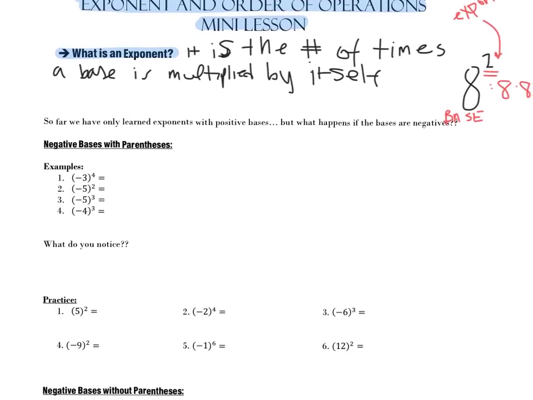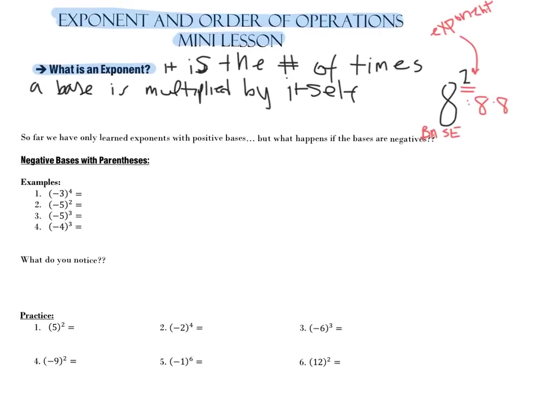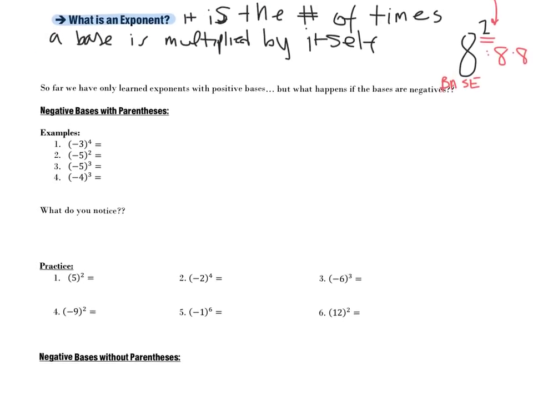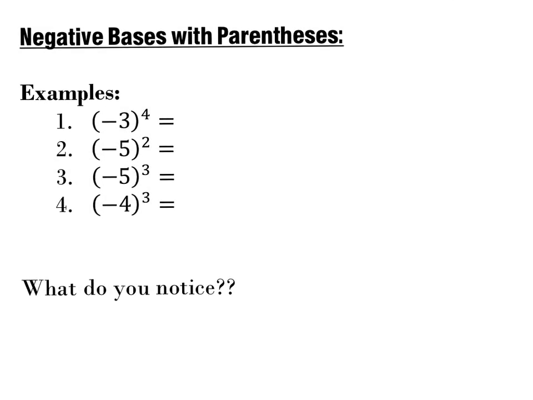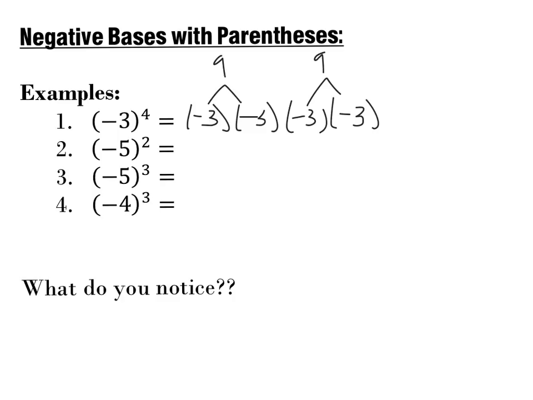So far we've only talked about exponents with positive bases, so notice it's positive 8 there. What happens if my bases are negative? I'm going to zoom in so I can write really big so we can see it. Negative 3 to the 4th power is the same thing as saying negative 3 times negative 3 times negative 3 times negative 3. Notice I don't have to put multiplication signs between my parentheses because when nothing's there, it's assumed to be multiplication. Negative 3 times negative 3 is 9. And this negative 3 times negative 3 is 9. And 9 times 9 is 81. So negative 3 to the 4th power is positive 81.